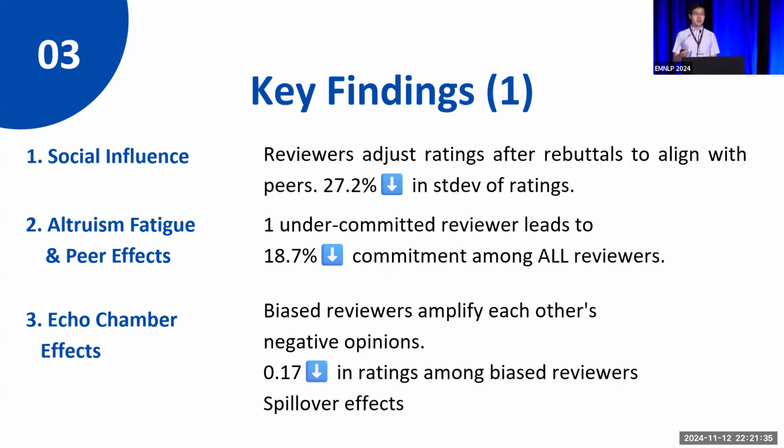These are some key findings. I will introduce them in later slides. First of all, social influence: reviewers adjust or calibrate their ratings with respect to other reviewers after the rebuttals so that they can align with their peers. Secondly, altruism fatigue, which means that one undercommitted or lazy reviewer can lead to under-commitment from all the reviewers after the rebuttal. Echo chamber effect: when there are multiple biased reviewers, they amplify each other's negative opinions, and it can lead to a significant drop in the final ratings.